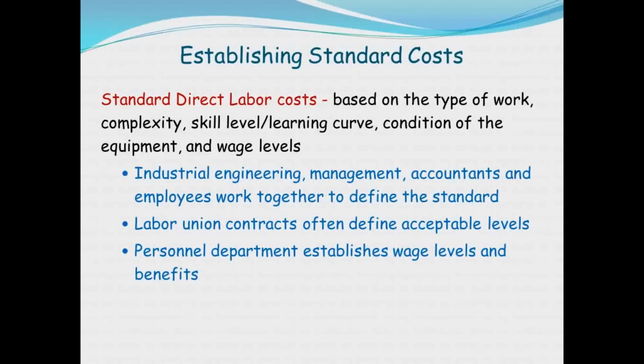For labor, it's based on the type of work they're performing, complexity, skill level, and learning curve potentially, condition of the equipment, and wages. As you figure out your standard labor costs, you have to think about the equipment. If you're using older equipment, it might take more labor hours. That's the trade-off. And this is where industrial engineers might come in. Time and motion surveys: actually watch employees working, and you come up with a standard based upon watching the activities. So you have industrial engineering, management, accountants, and the employees, everyone comes up with a standard. Clearly, unions are involved in this. And once that's all done, the personnel department defines wage levels and benefits. This is how you establish the standard costs.